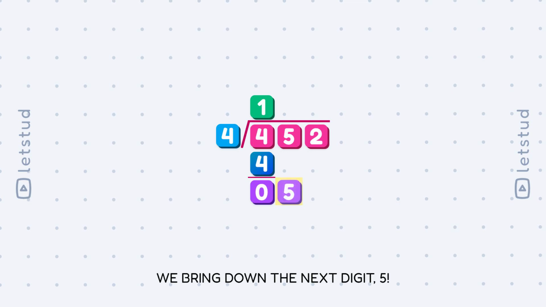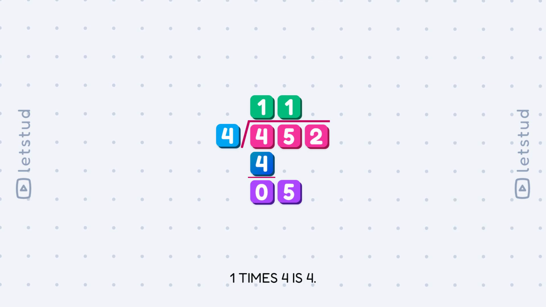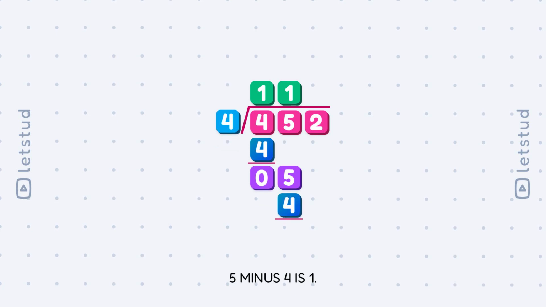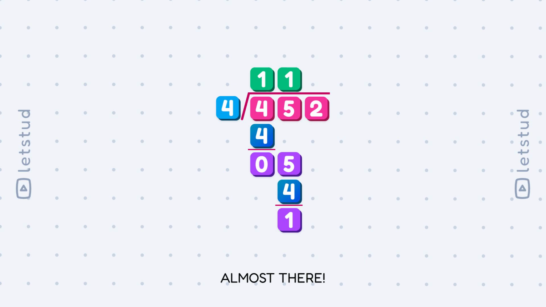On to the next step. We bring down the next digit, 5. 5 divided by 4 equals 1. 1 times 4 is 4. 5 minus 4 is 1. Almost there. Let's keep going.